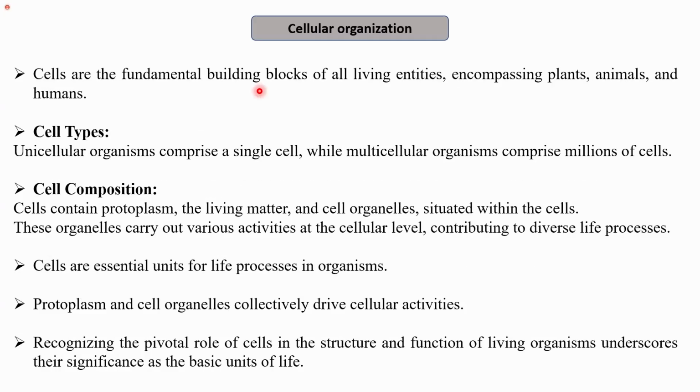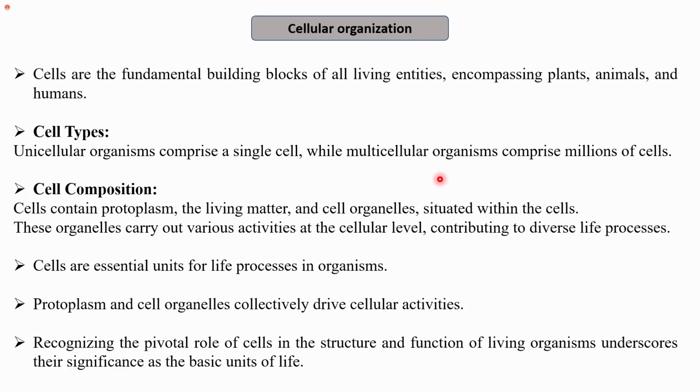The next is the cellular organization. So we know that cells are the basic fundamental units, fundamental blocks of all the living entities, be it plant, animal or humans. So cells are the basic fundamental unit of life, as we mentioned. There are two types of organisms that can be classified based on the cellular types: unicellular organisms and multicellular organisms. Unicellular organisms are the ones that comprise a single cell, while multicellular organisms comprise millions of cells that lead to the formation of organisms.